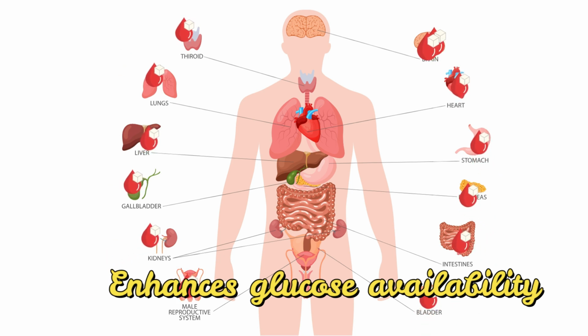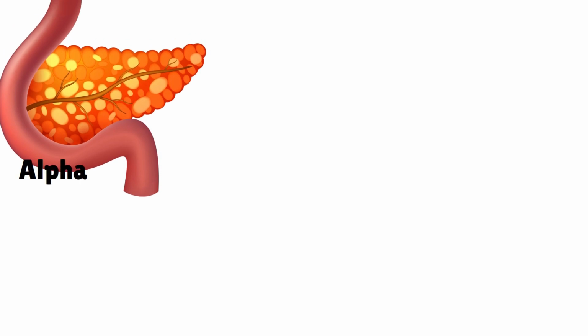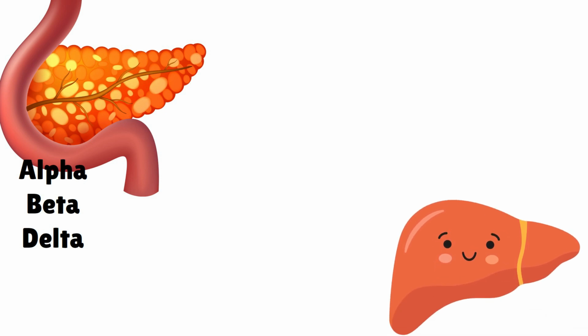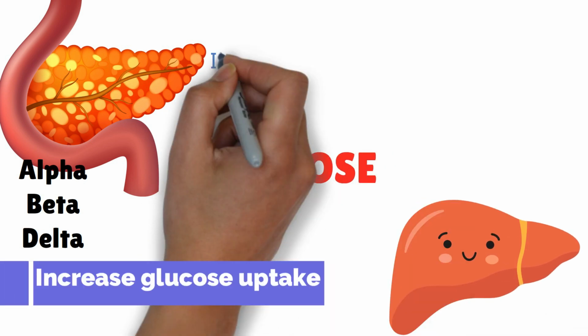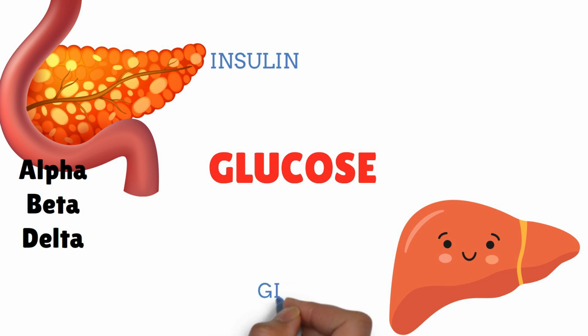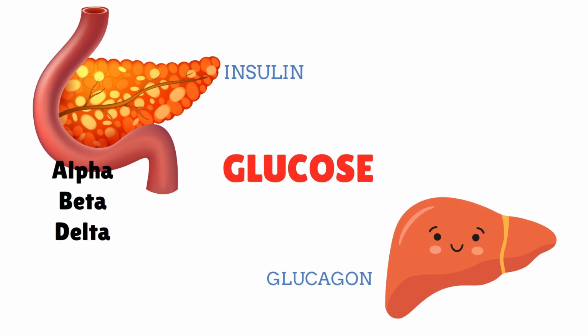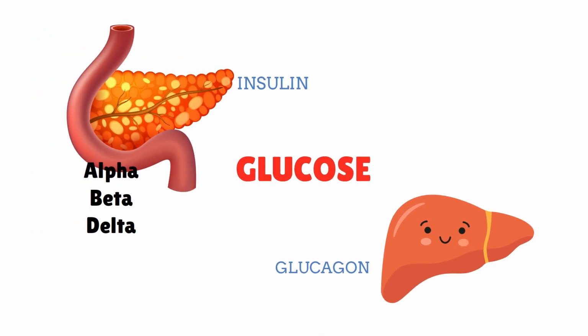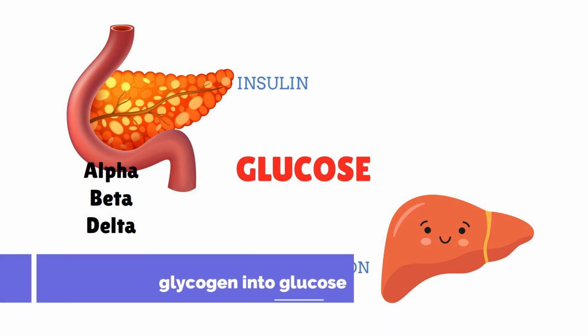In summary, the pancreas has three types of cells: alpha, beta, and delta. When blood glucose rises, insulin is secreted from the beta cells, which results in increased glucose uptake in the cells. And when the blood glucose is low, glucagon helps to increase the blood glucose levels by converting the stored glycogen into glucose.